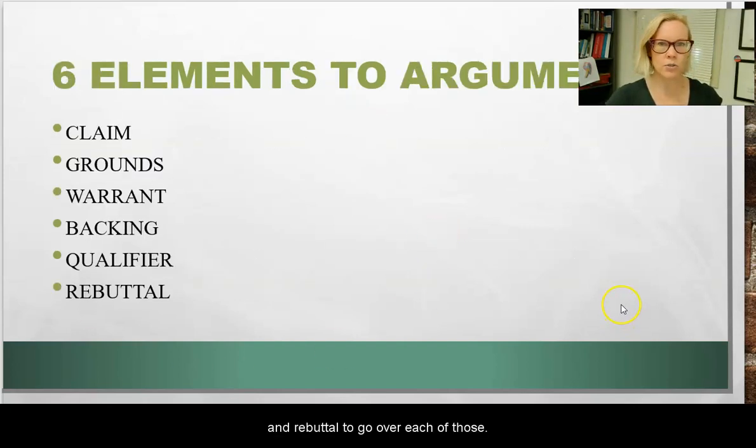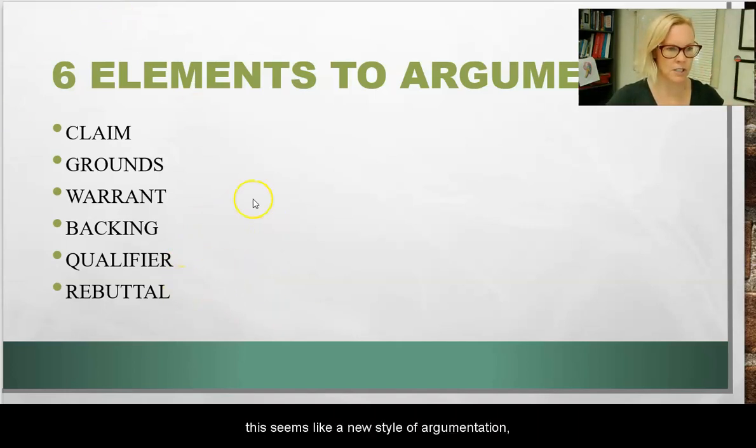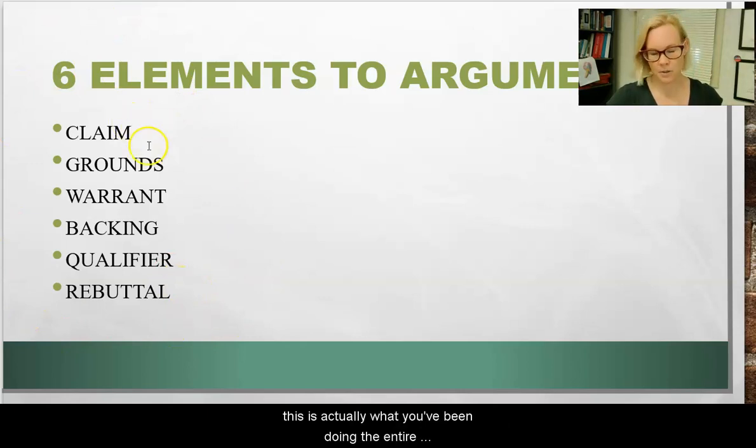Now, according to Toulmin argumentation, there are 6 elements to argument: the claim, grounds, a warrant, backing, qualifier, and rebuttal. And we're going to go over each of those in this lecture. So this is just an overall list. We're going to talk about these soon.